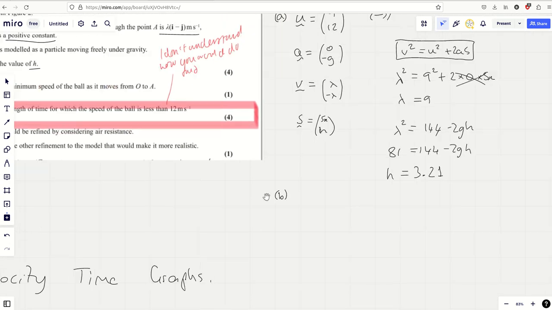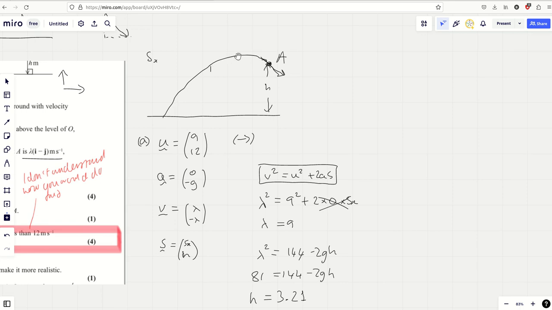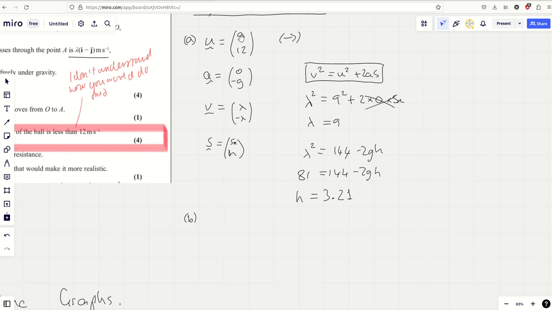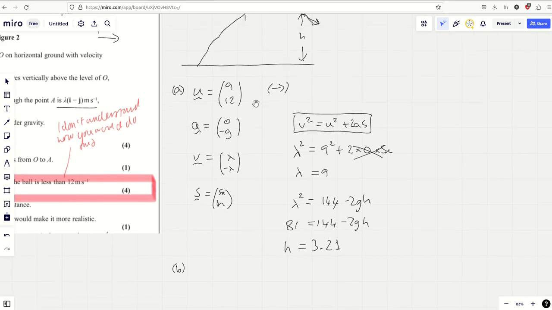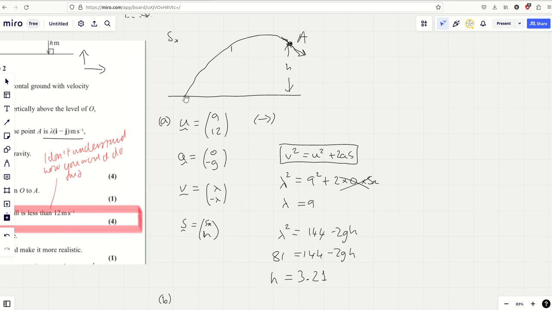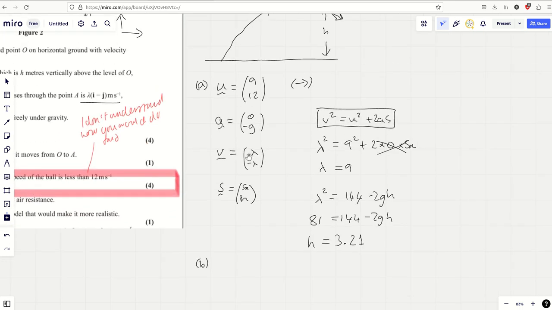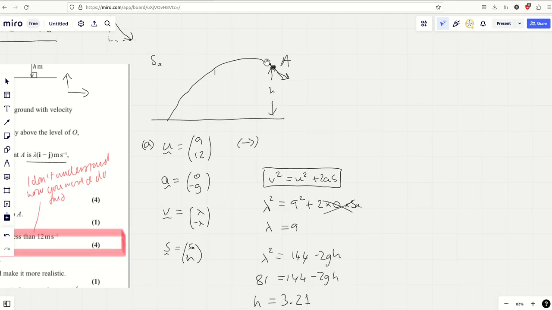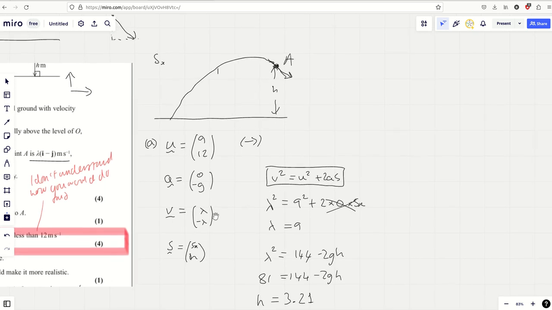The minimum speed of the ball as it moves from O to A. The minimum speed is going to occur when the component of the velocity in the up and down direction is 0, yeah? In the left and right direction, the component of the velocity doesn't change, does it? It's always 9. In the up and down direction, the component of the velocity does change. It's initially 12, but then it's reducing by 9.8 every second. So after a second and a bit, it reaches its maximum height. And at that point, the velocity vector, not this one, this one's at A, this one only relates to A. The velocity vector at the peak would be 9, 0, yeah?